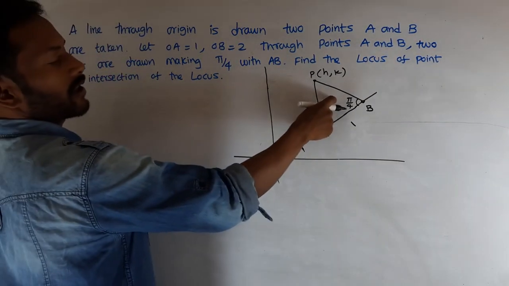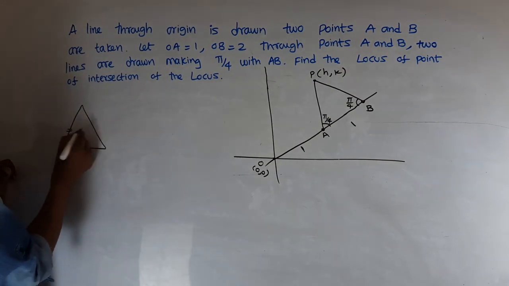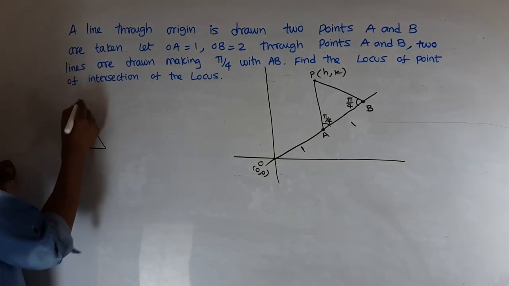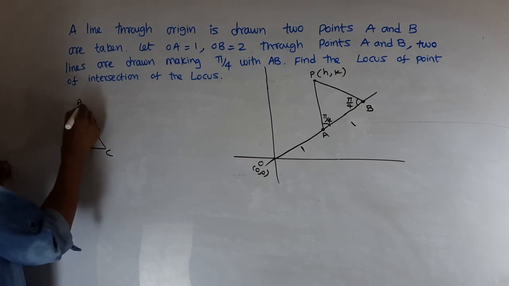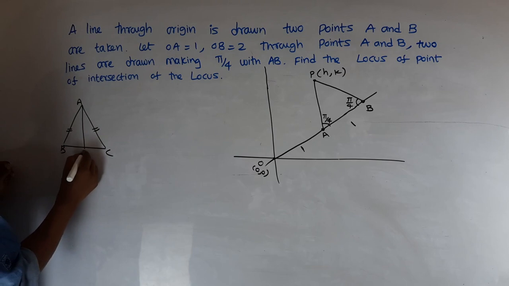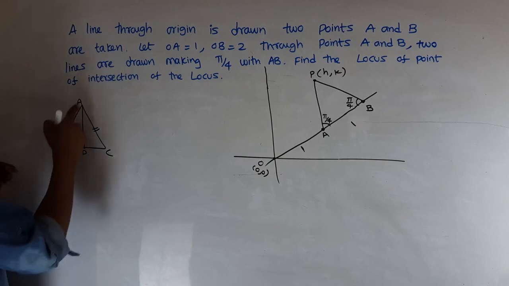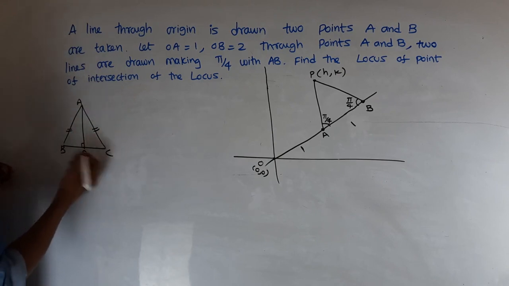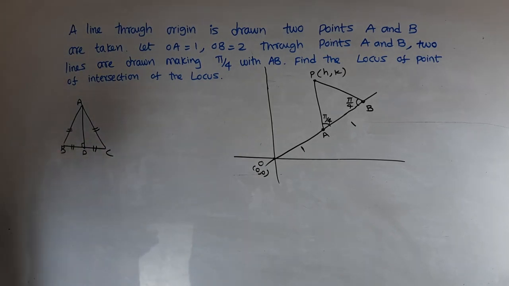It is an isosceles triangle. Triangle ABC is an isosceles triangle. Here AD is perpendicular to BC. It means AD is the altitude of this triangle. Next, AD is the median of this triangle. D is the midpoint of BC. So BD equals half of BC.